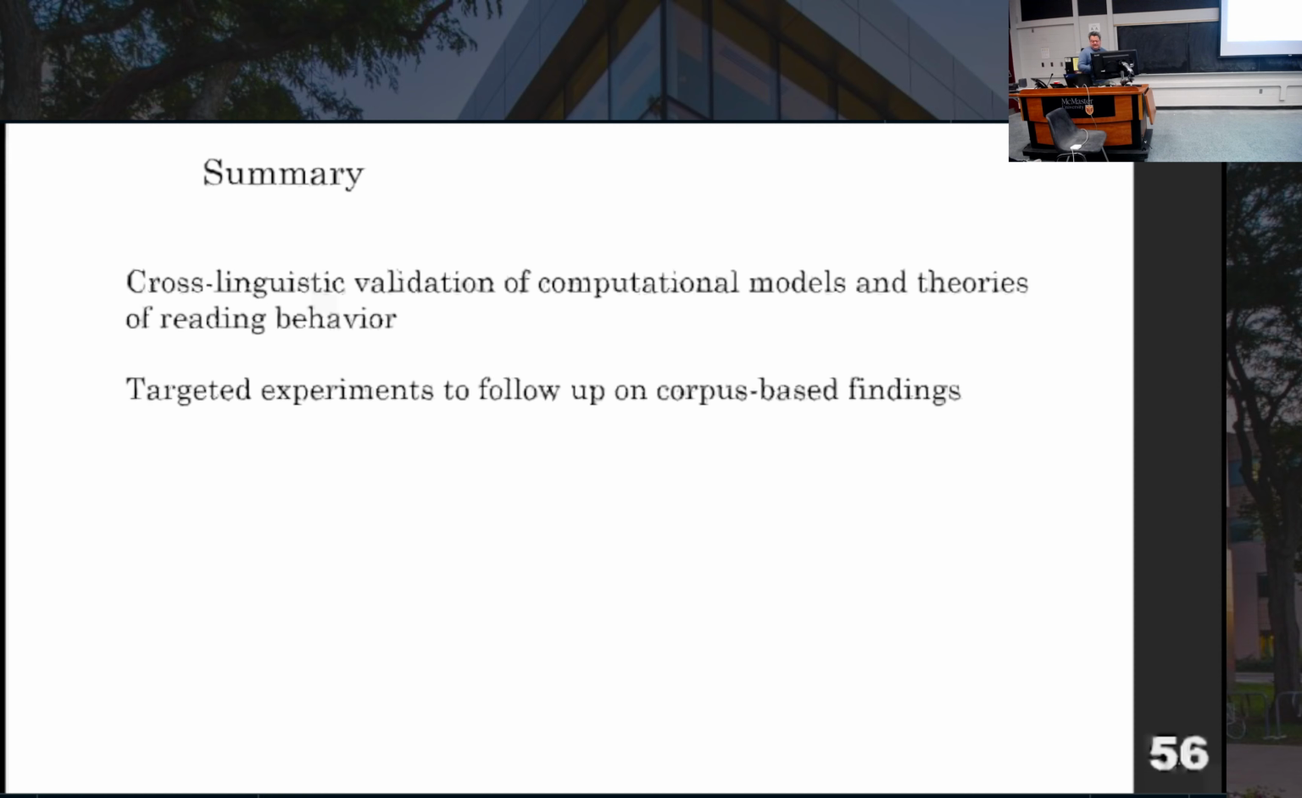So what we hope this to grow into, besides the empirical work, is the effort of creating computational models and correcting the existing computational models and theories of reading behavior to account for the fact that there are actually many different languages and they have different structures, they look differently, and they are both a little universal but also a little specific.